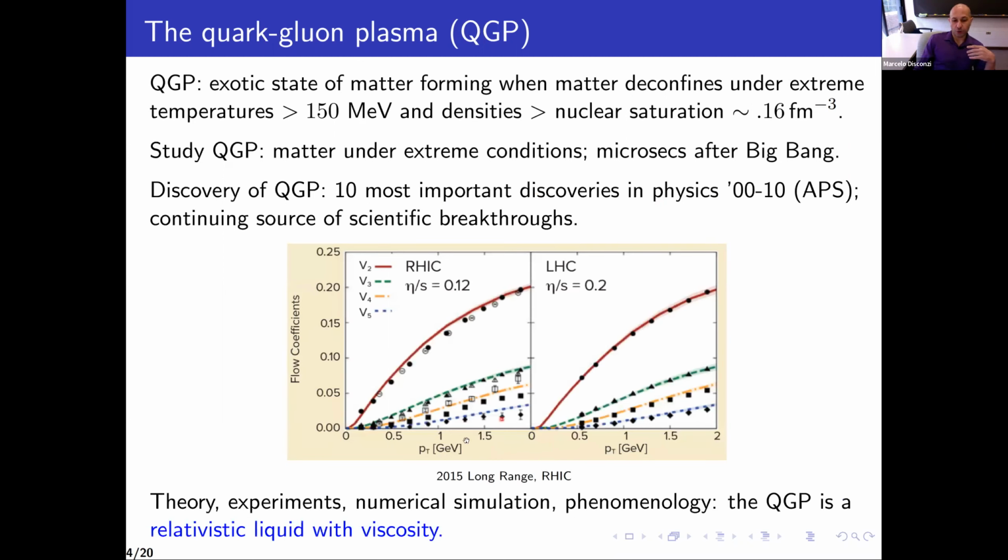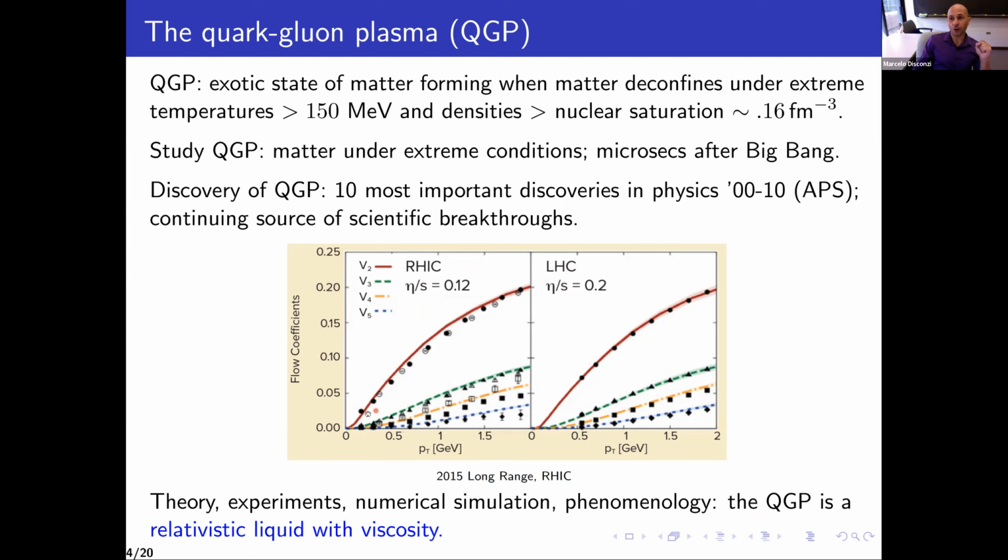Now, through a very rich interaction of theory, experiments, numerical simulations, and phenomenology, a coherent picture emerged, showing that the quark-gluon plasma is a relativistic liquid with viscosity. So here are some plots, and you don't have to worry right now about what exactly I'm plotting here. This is not my plot, of course.